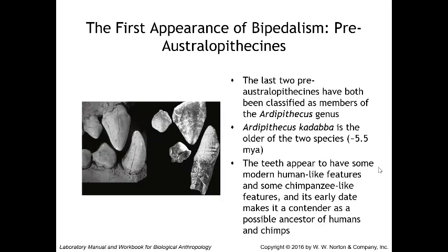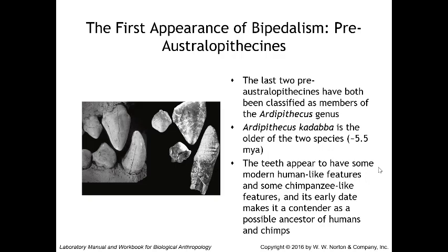Then we have the last 2. So the last 2 pre-Australopithecines have both been classified as members of the Ardipithecus genus. So we have Ardipithecus kadabba as the older of the 2 species, and the other one should be Ardipithecus ramidus. But Ardipithecus kadabba is the older of the 2 species, and it was around 5.5 million years ago.